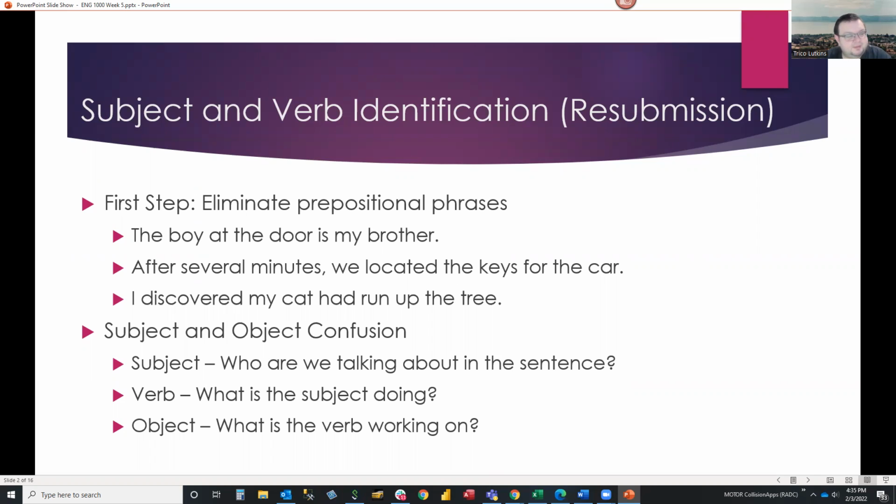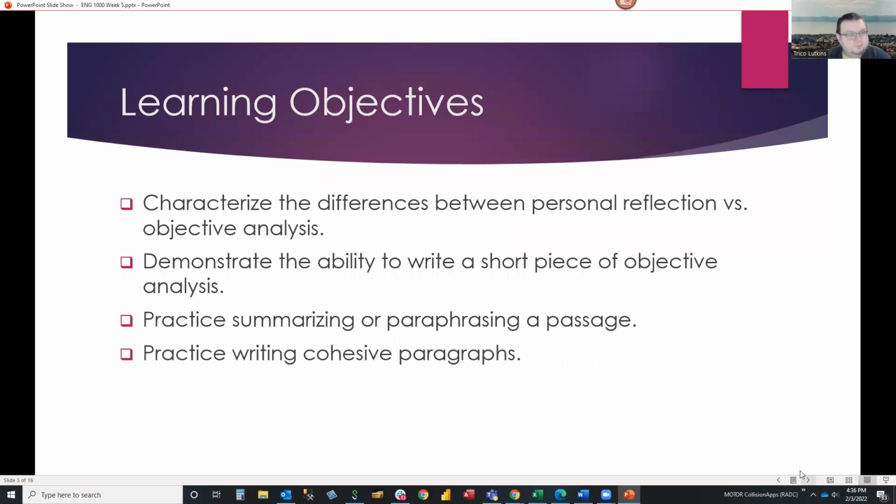So it can cause subject and object confusion, like subject: who are we talking about in the sentence? Verb: what is the subject doing? And object: what is the verb working on? So some learning objectives we're going to go over today. It's kind of a shorter lecture.